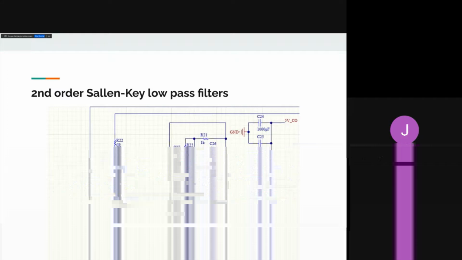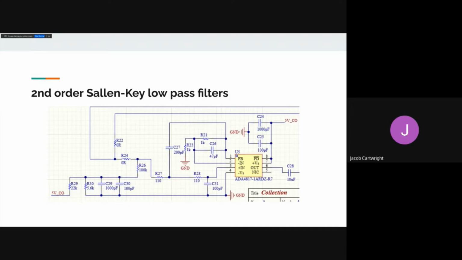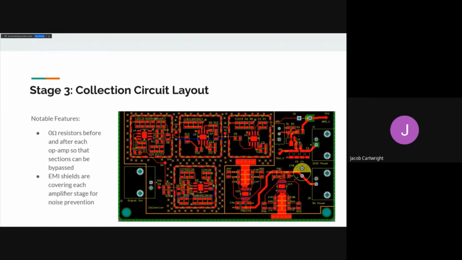Next are 2 second-order Sallen-Key low-pass filters, even though only one is shown in the image. And here's the entire collection circuit layout. Some notable features of this part of the circuit are that there are 0 ohm resistors before and after each op amp, so that sections could be bypassed if need be. And there are also EMI shields covering each of the op amps in this section for noise prevention.